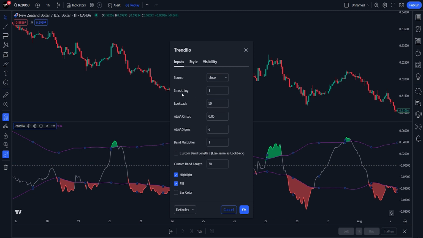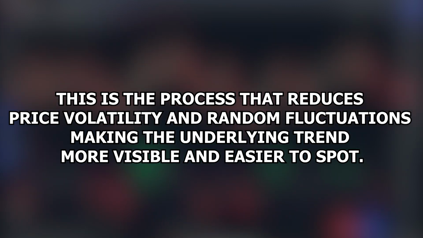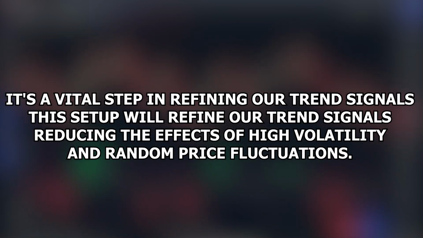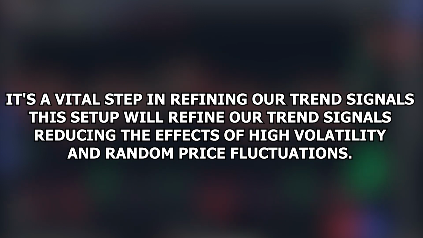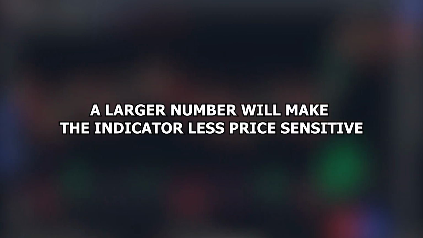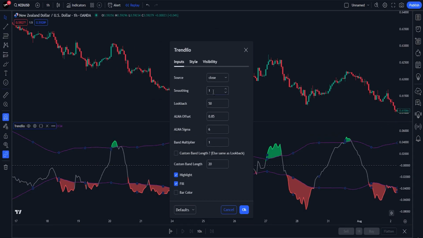So right here we have smoothing. This is the process that reduces price volatility and random fluctuations, making the underlying trend more visible and easier to spot. It's a vital step in refining our trend signals. A larger number will make the indicator less price sensitive, and a smaller number will make the indicator more price sensitive. For this strategy, we'll keep it at the default value of 1.